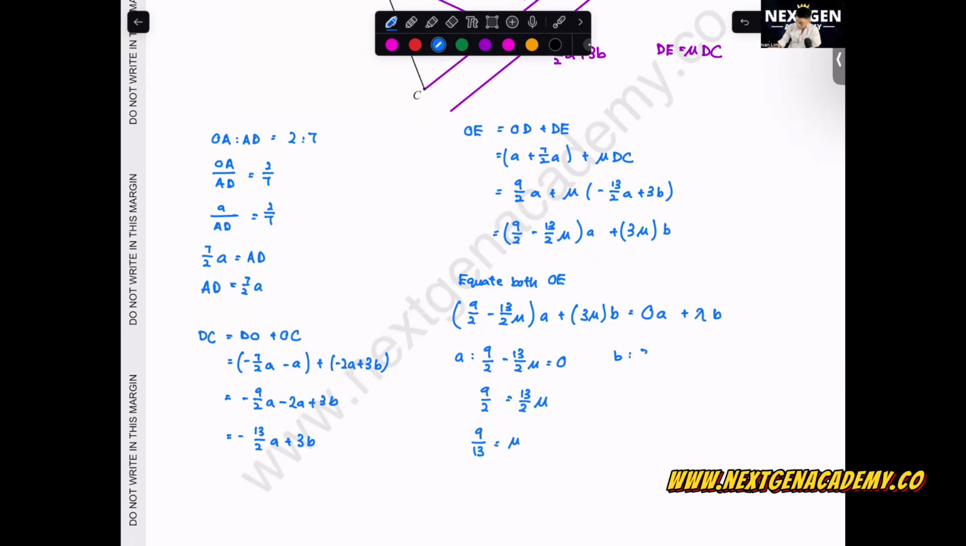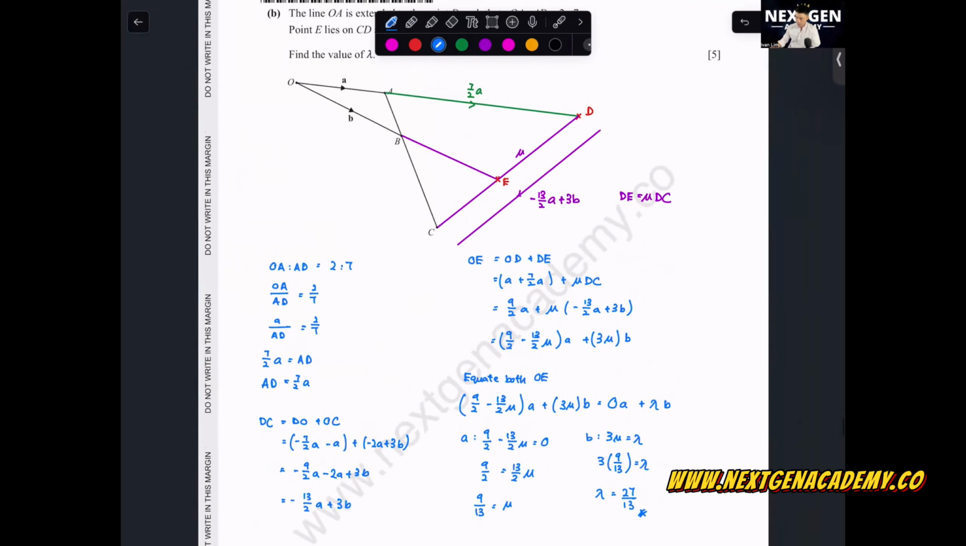B, 3 mu is equals to lambda. 3 times 9 over 13 equals to lambda. Lambda is 27 over 13. All right. Okay, so I drew out the diagram so that it's clearer for you all to see. Got it? Okay, if you can do this, can you just type 10? Much clearer, right? Okay, the explanation here. All right, good job, good job. Okay, let's move on to the next question.